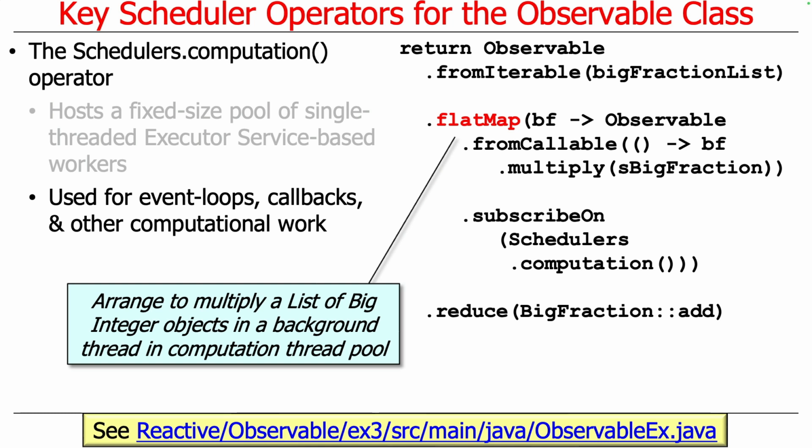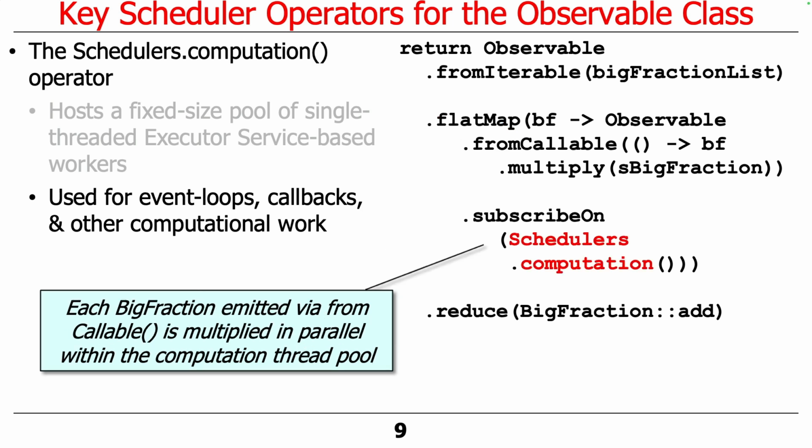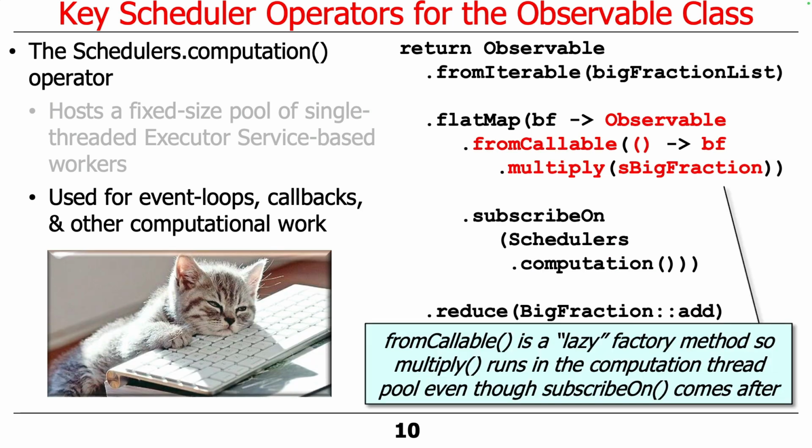So here's a simple example, much like what we've been looking at, where we are going to multiply a list of big integer objects in a background thread in the computation thread pool. So you can see in this particular example, we take the list of big fractions, we use the flat map concurrency idiom, and then we have the inner stream running those computations on each of the big fractions in some thread from the computation thread pool. And then when we're all done, we're going to go ahead and reduce everything.